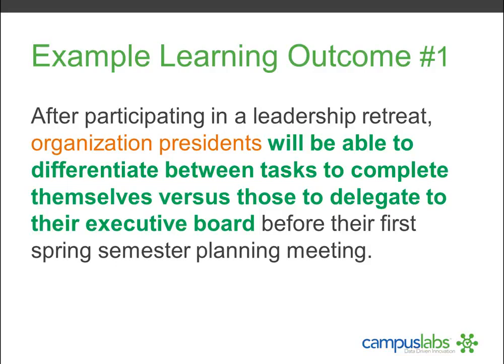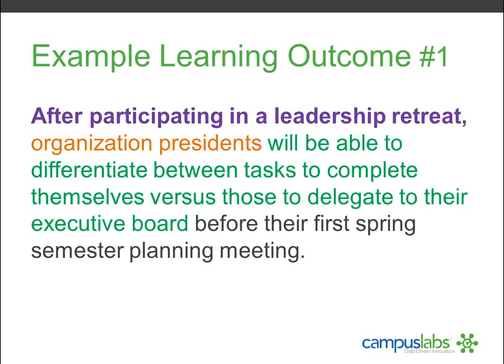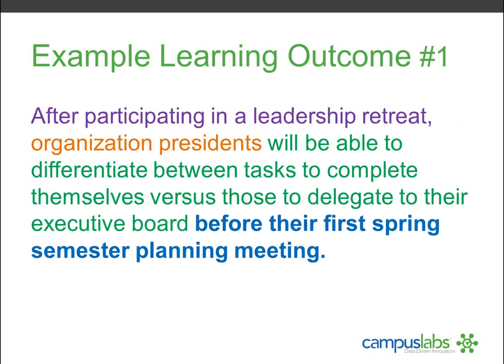C, condition. What is the condition under which they're going to be able to do this? What is the experience that is going to lead to this learning? In this case, it is the leadership retreat. So after participating in the leadership retreat, they will be able to do this. And the final element, D, or degree, represents what is the metric, to what extent must this happen. Here we have a time-based measure, so before their first spring semester planning meeting, they will be able to do this.